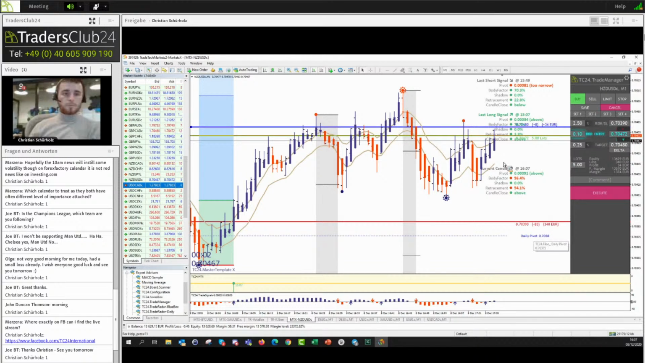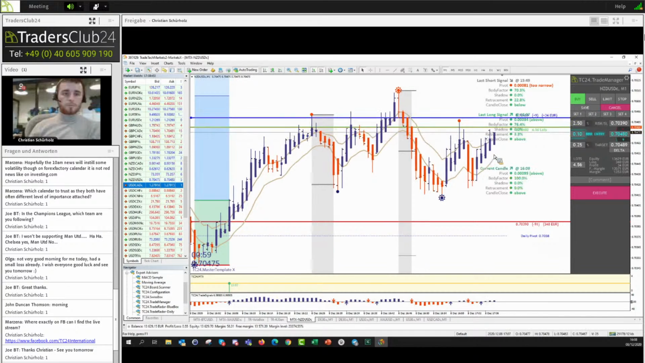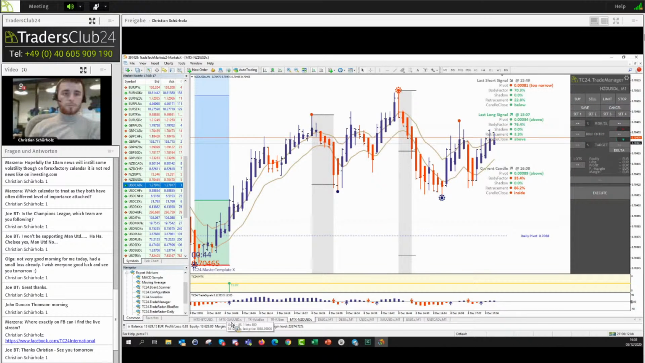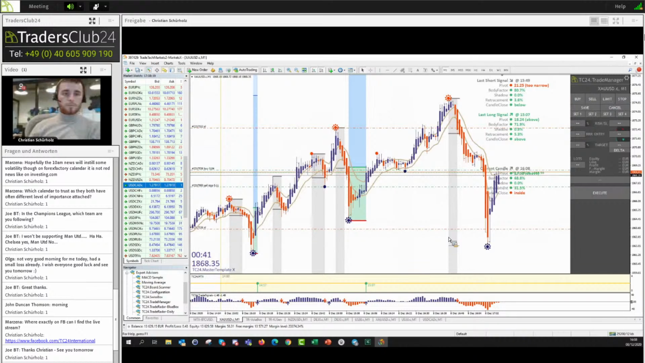These candles are good, but they're not the most amazing candles to follow. So I won't take that trade. Could be a good opportunity, but we're not going to take it.